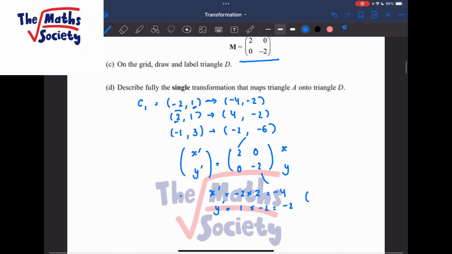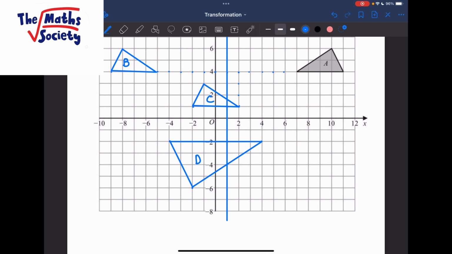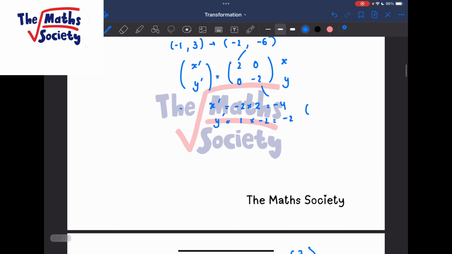Then it says describe fully the single transformation that maps triangle A onto D. A onto D, we can see that it actually got larger, so we know that it has to be an enlargement, but we don't know how much it has grown and what the center of it is. So we can try to match the points that align first. This one matches with this, and then this one is going to be with this, and then this one is going to cross over here. We can see that it matches over twice the amount, 2 times the amount of it. So it's going to be an enlargement, scale factor 2.